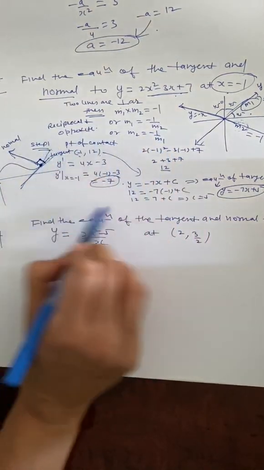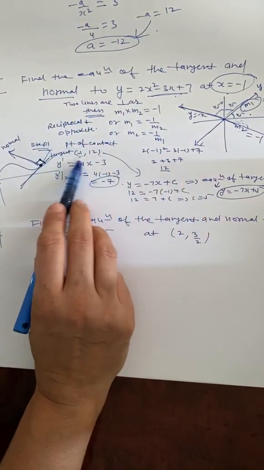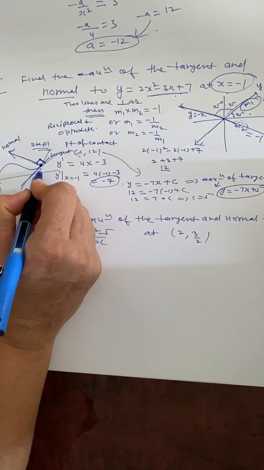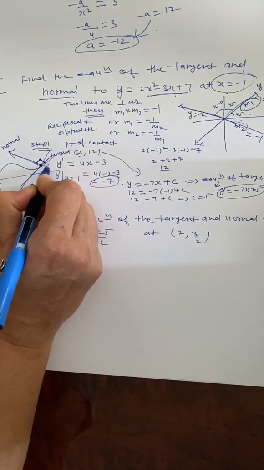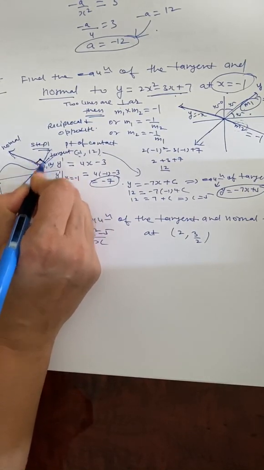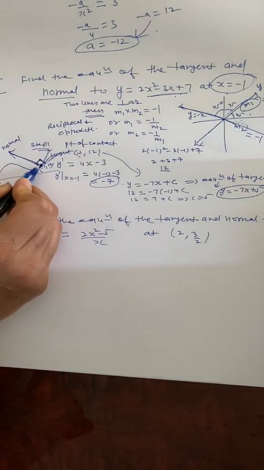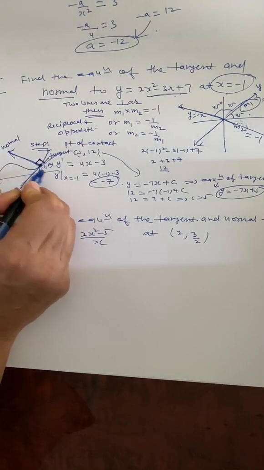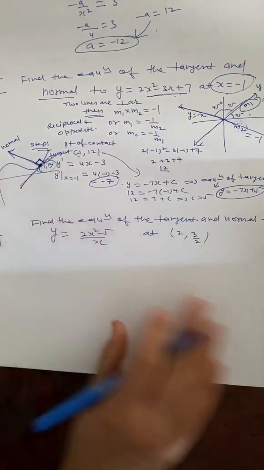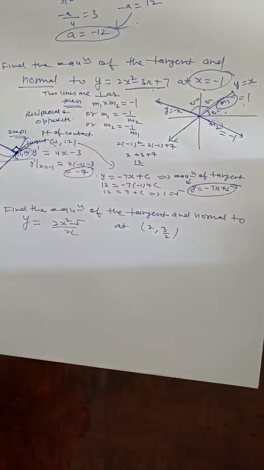Which we got in this case was negative 1 and 12. So this point, let's say, is (-1, 12). This point is on the curve, this point is on the tangent line, and this point is also on the normal line. So this is the point which is common to all three. Now I have to write the equation of the normal.